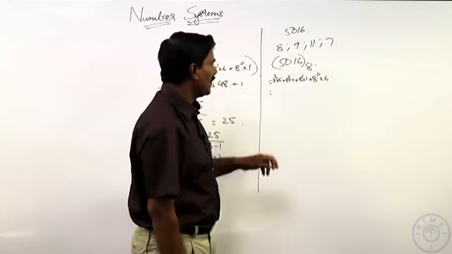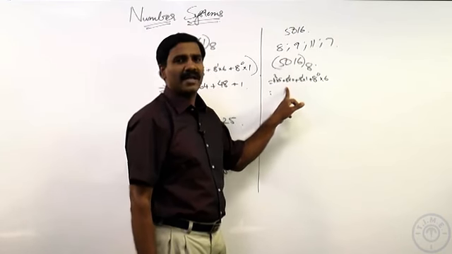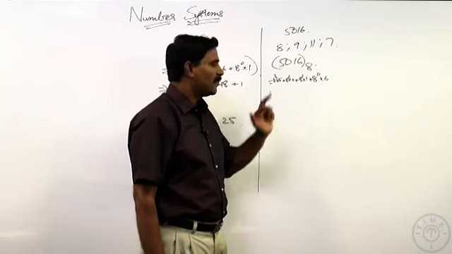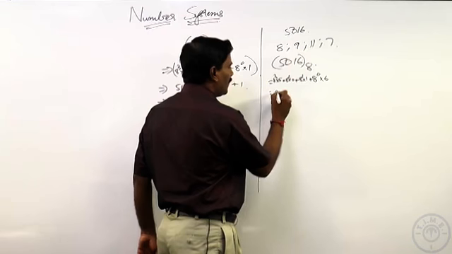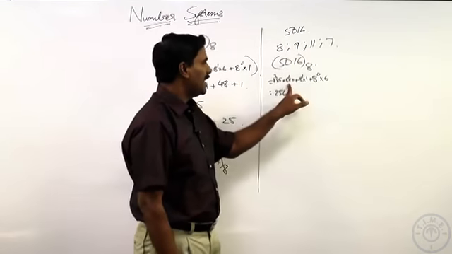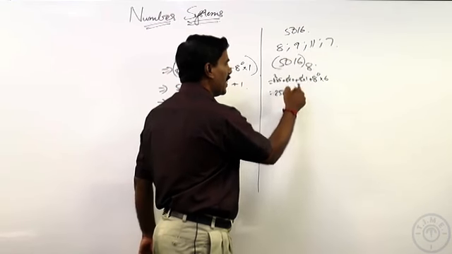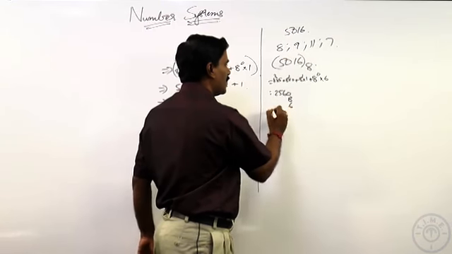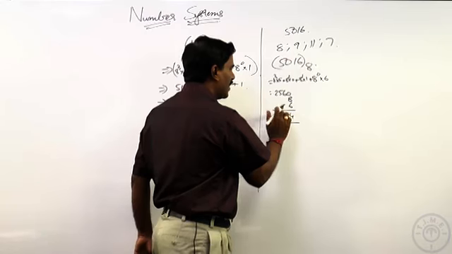Now 8 cube is basically 512. 512 into 5: 500 5s is 2500, 12 5s is 60, so that means it's basically 2560. 8 square is 64, 64 into 0 is anyway 0, 8 power 1 into 1 is 8, and 8 power 0 is 1, 1 into 6, 6. So in other words, 2574 is the number that we are having.